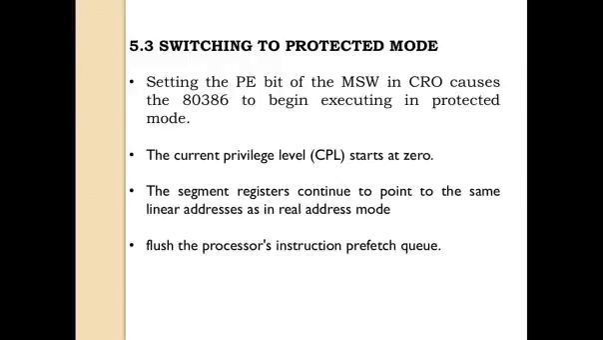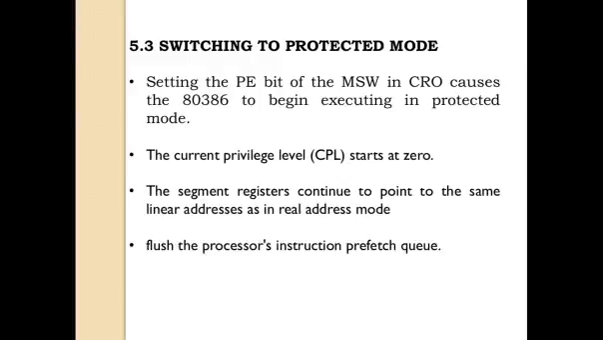The current privilege level starts at 0. It is the lowest privilege level in digits, whereas it is the highest in terms of restrictions. So the current privilege level starts at 0. The segment registers continue to point to the same linear addresses as in real address mode. So whatever addresses are there in the segment registers, that same address from the real address mode will be copied to protected mode. There is no change in the segment registers.